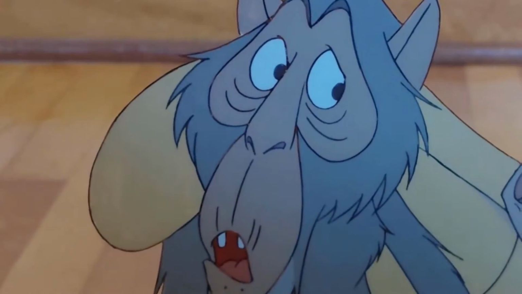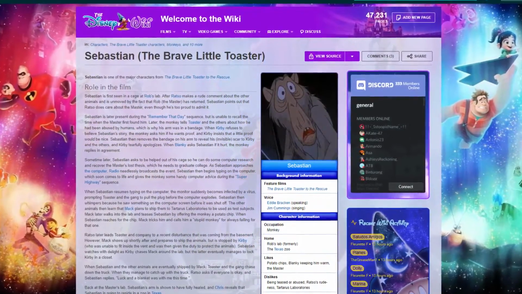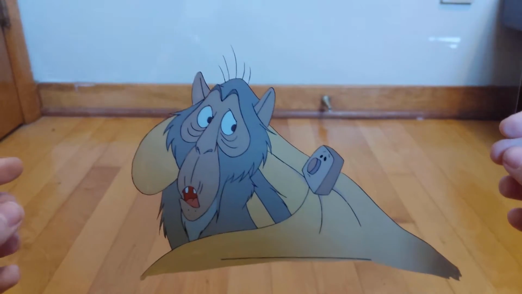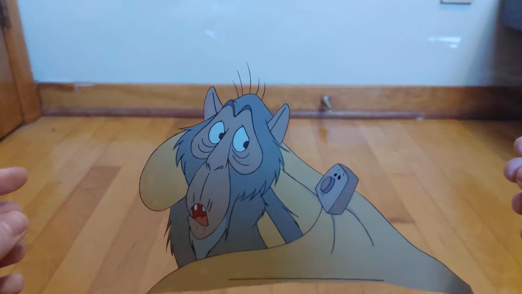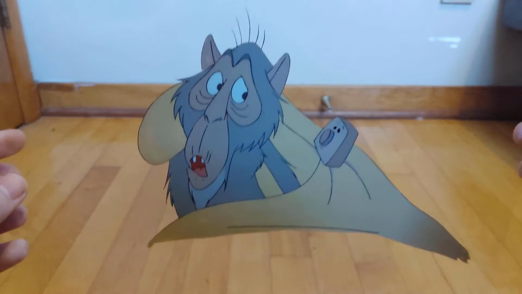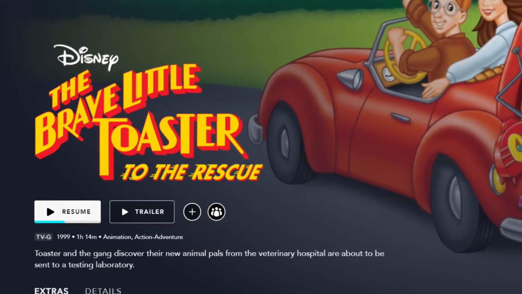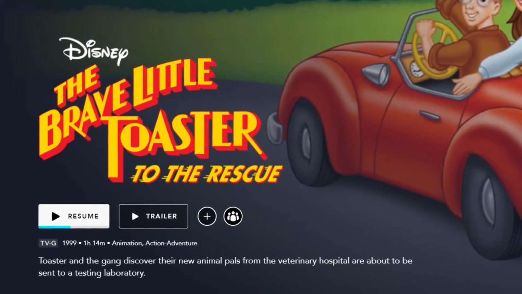Okay, so this monkey is apparently named Sebastian. He is one of the main characters from The Brave Little Toaster to the Rescue. So this cell is probably of some value because it was in a movie. Not that I'm gonna resell this, I'm not even keeping this, but it's certainly neat to know. Also, I found the movie on Disney Plus and skimmed through it to see if I can find the scene this thing came from. I'm not watching the whole movie at normal speed, I don't feel like it.